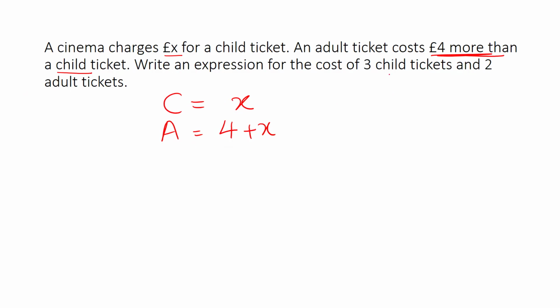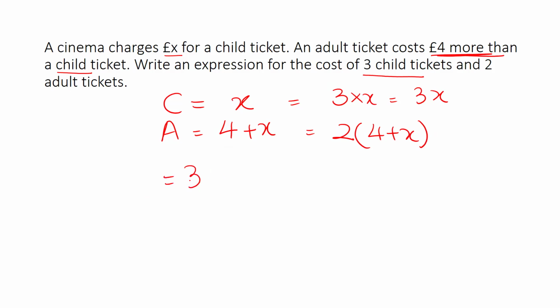Write an expression for the cost of 3 children and 2 adults. So 3 children is going to be 3 times x, which equals 3x. And here 2 adults means, because we already have 2 terms here, we're going to put that into brackets. So like that. And the total would be 3x plus 2 times the bracket 4 plus x. We usually prefer to tidy up our expression, so we'll open the bracket by using the rainbow method. I'll explain in a second.